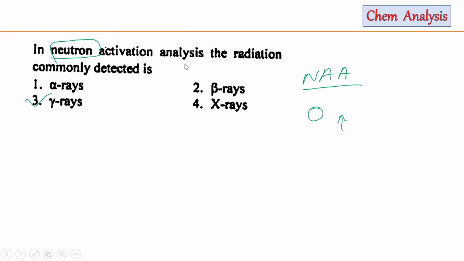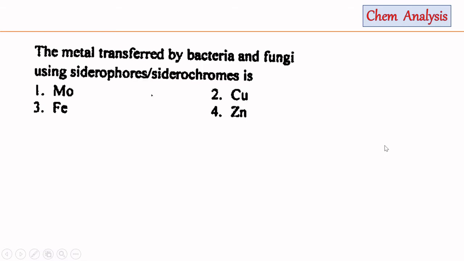So is it okay? Next, go to the next question. You have to tell the metal which is transferred by bacteria and fungi using siderophores or siderochromes. Siderophores or siderochromes are iron-containing chelating complexes. So the metal which is transferred by siderophores or siderochromes is iron.